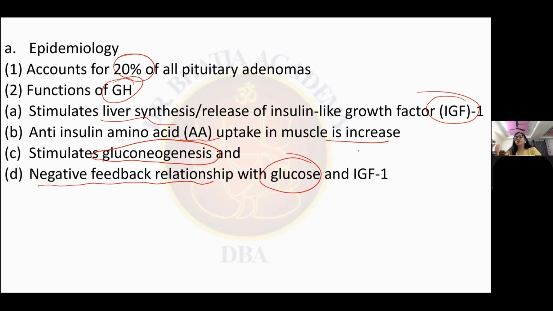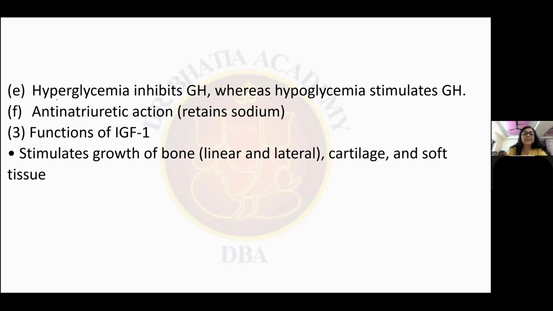Most of endocrinology is based on negative feedback relations. So it has a negative feedback relation with glucose and IGF-1, but this negative feedback relation in case of GH producing tumors is lost. So you do an OGTT to diagnose the condition. You give more of the glucose, still the GH is not suppressed. That is, negative feedback is lost. So hyperglycemia normally inhibits growth hormone, whereas hypoglycemia stimulates growth hormone.